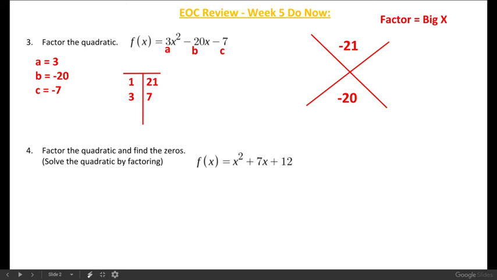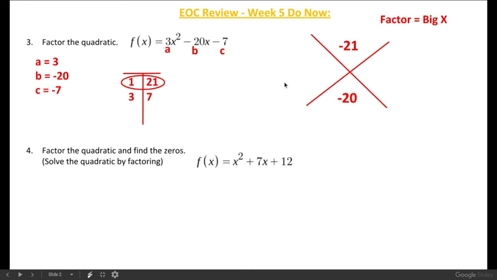So from our list here, we have to choose which pair can somehow give me the bottom number, 20, by adding or subtracting. So the pair that can give me 20 is 1 and 21. Okay, so now that I know I'm using 1 and 21, it's time to figure out the signs.